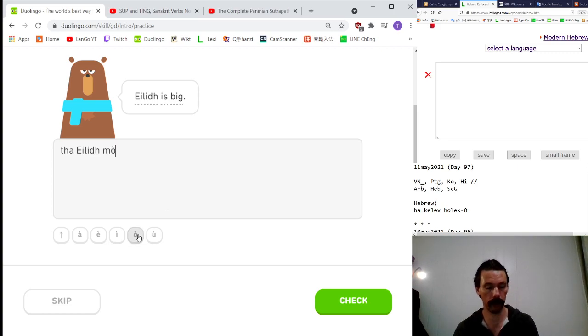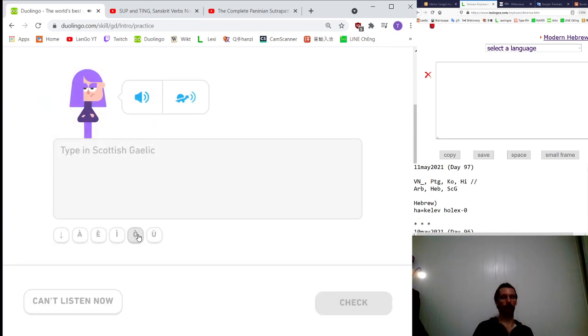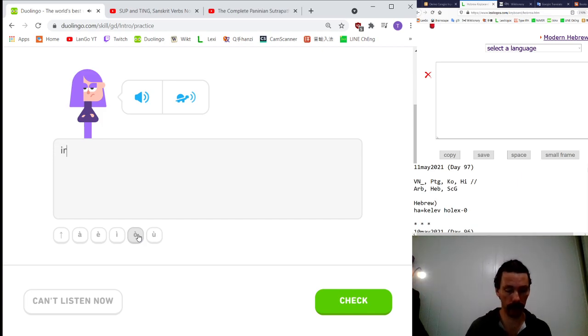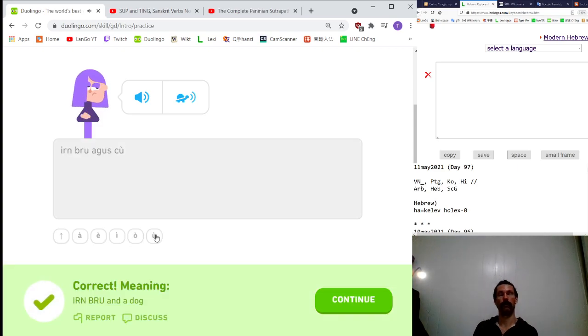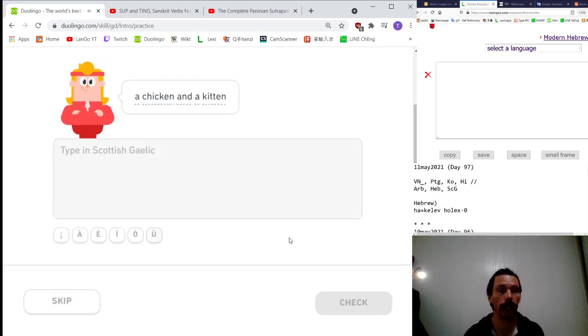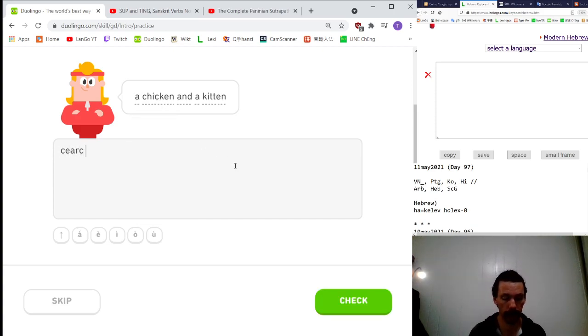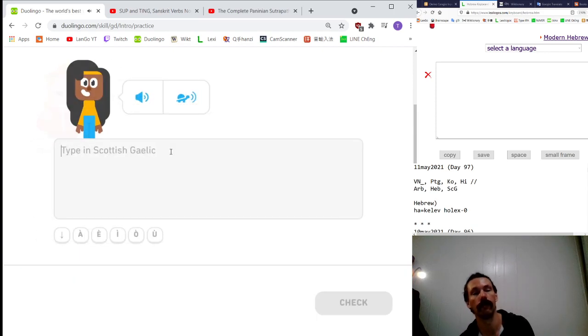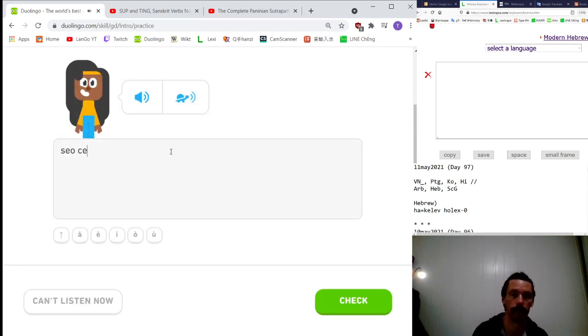Moor. I think like this. Iron brew, ayes ku. Iron brew. Yes, and a dog, coo. A chicken and a kitten. Pishak kjark. Yes. This one's pishak or pitchak? Pishak. Sho kjark ayes iron brew. Kjark. Yes, iron brew. Sha, this.